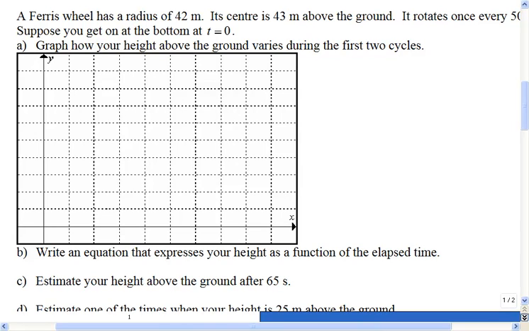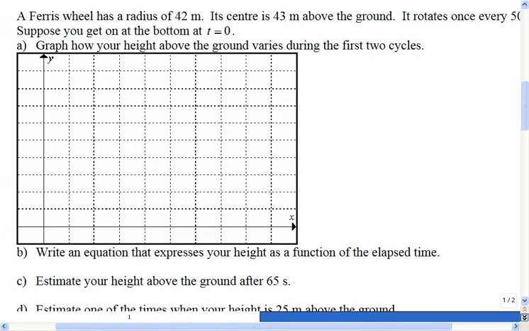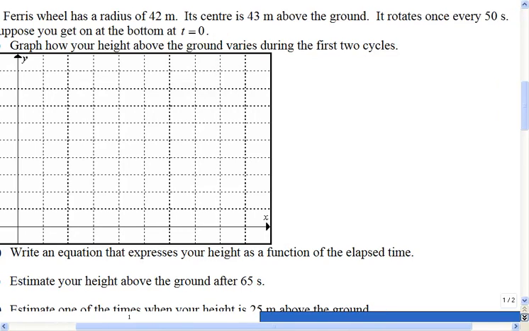Okay, so here's the question. It says, a Ferris wheel has a radius of 42 meters. Its center is 43 meters above the ground. It rotates once every 50 seconds. Suppose you get on at the bottom at time 0. And first what we have to do is graph what this would look like for our height above the ground.